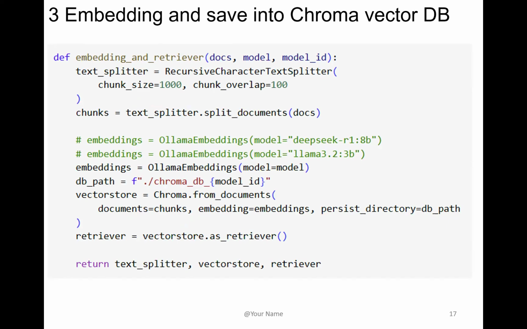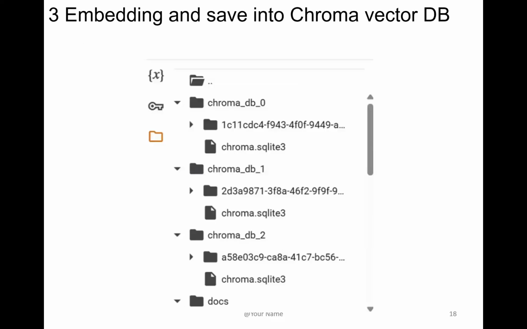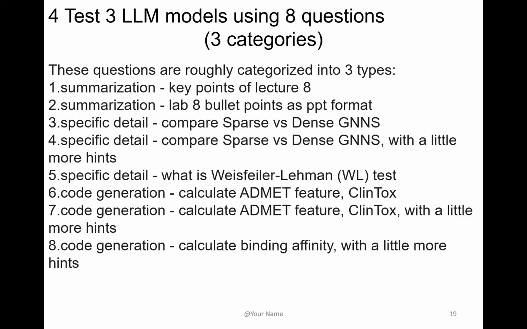As mentioned, we're running 3 models, and each model should have its own embedding vector DB. Don't mix that together. And these are the 3 Chroma vector DBs, and then 2 different models. And after that, we can do the test using different queries.